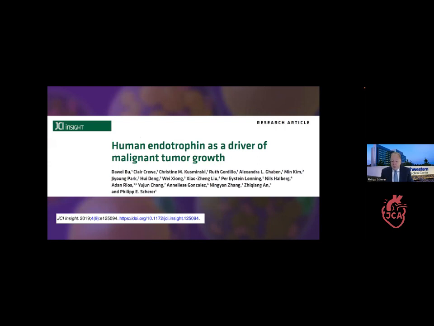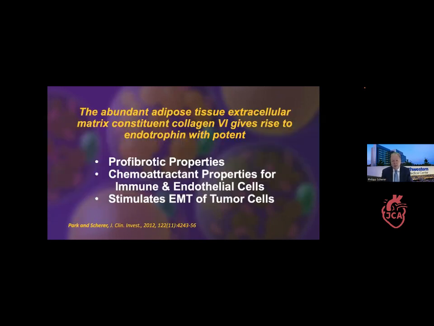We spent much of the past 10 years defining endotrophin as a driver of malignant tumor growth, starting out again with breast cancer, where the tumor lesion is bathed in these adipocytes, very much exposed to high levels of endotrophin. We concluded from these studies that endotrophin is in many ways a factor that will remind you of TGF-beta as a pro-fibrotic factor. It has some cancer-specific properties. It's a chemoattractant for various cell types.